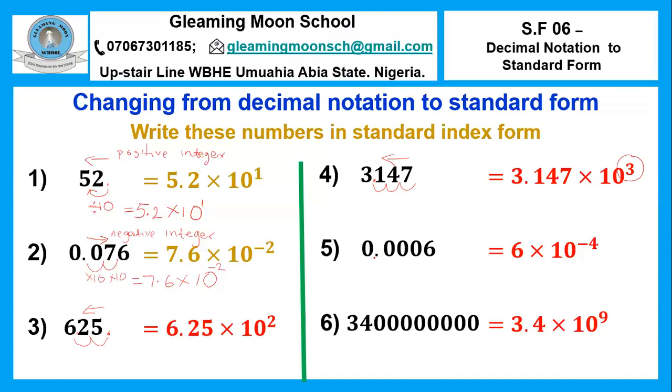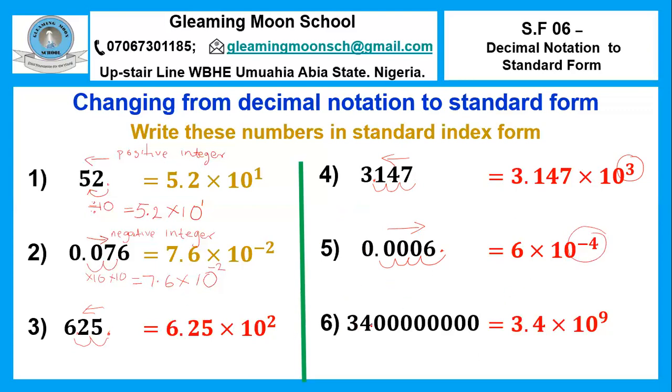And then for number 5, our decimal point is here, is less than 1. We need to make the number between 1 and 10. So we move the decimal point 1, 2, 3, and 4. So the new decimal point is here. That makes it 6 times 10. And because we have moved it to the right, we have a negative power.